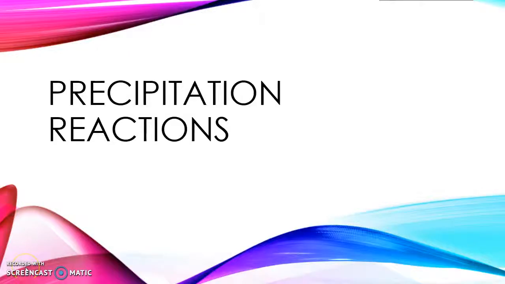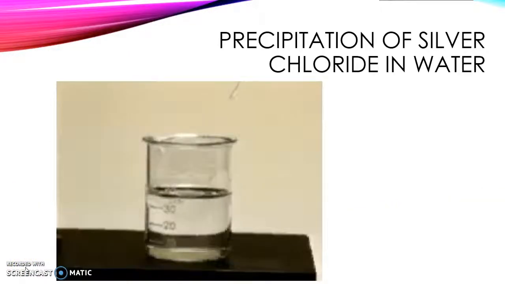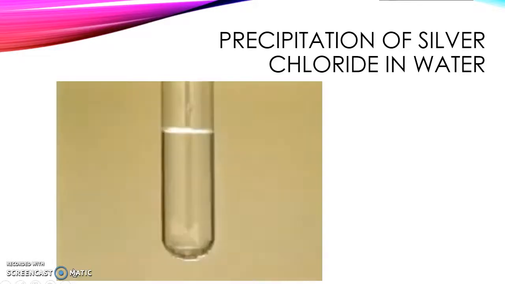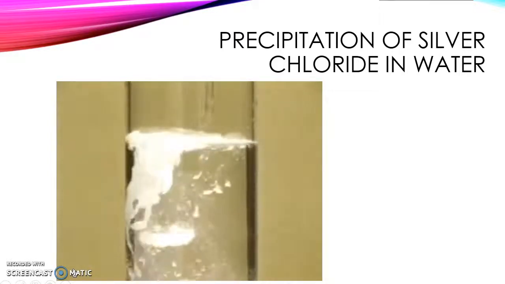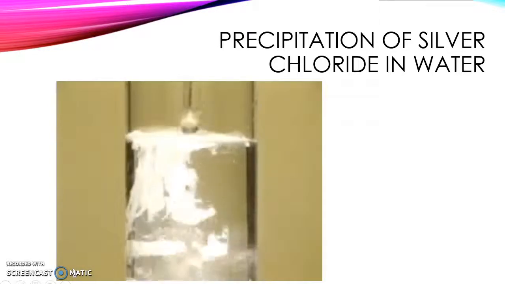Today we are looking at precipitation reactions. In particular, the precipitation reaction of silver chloride in water, which we can illustrate with this animation. In this reaction, when you add sodium chloride solution to a silver nitrate solution, an instant white precipitate forms.